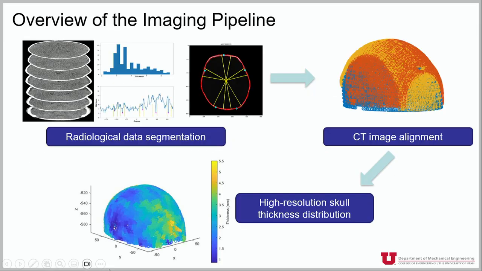So this is just an overview of our imaging pipeline. I'll go into the different pieces individually, but really we just start with radiological data, segmenting it, cleaning it, aligning it from all 3 dimensions. That's actually critical, is to get all 3 views into your data set, and then develop these high-resolution skull thickness maps that you can actually look at how it varies across the infant skull.